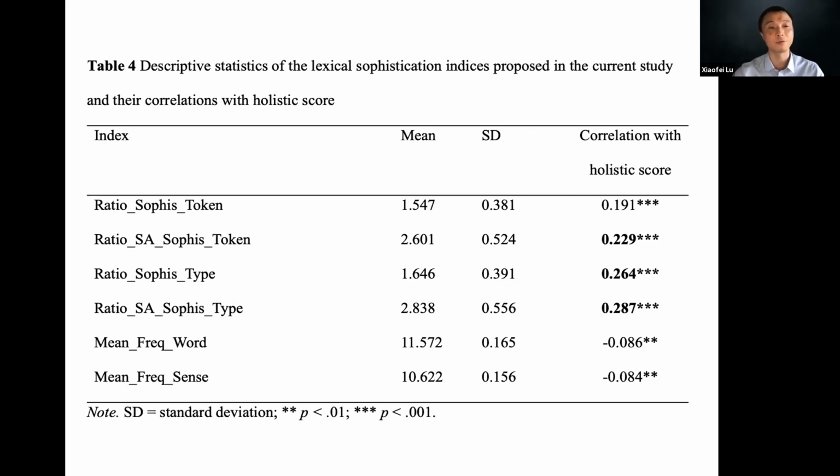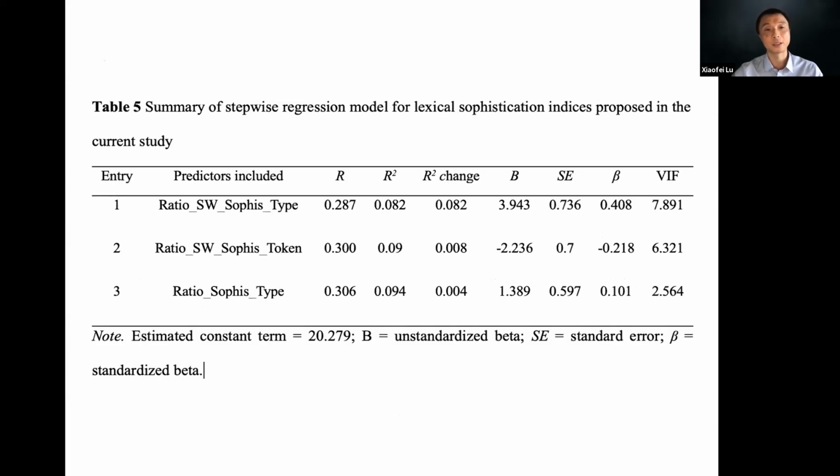But the most important thing for us is that for each pair, right? The first two is a pair, the second two is a pair. For each pair, once you plug in sense information, correlation does go up, right? And then in terms of the regression model, the two measures with sense information actually accounted for the majority of the variance in this model. But together, they only accounted for 9.4 with the three indices that ended up in the model.